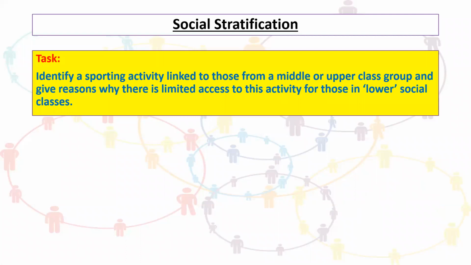So, can you identify a sport and activity linked with those in the middle or upper class group and give reasons why there's limited access to this activity for those in the lower classes? So an activity that's often participated in by middle and upper class people, and giving reasons why there is limited access to that activity for the lower class. So why can't lower class people take part in that activity, or why is it more difficult, more challenging for them? Pause the video here, spend a few minutes thinking about that, trying to give different examples of some of the issues that they might be faced with.